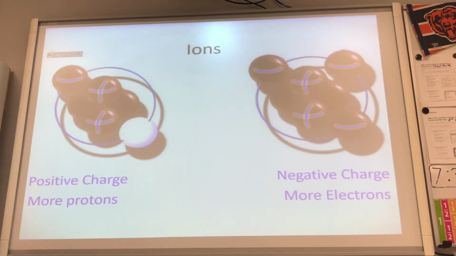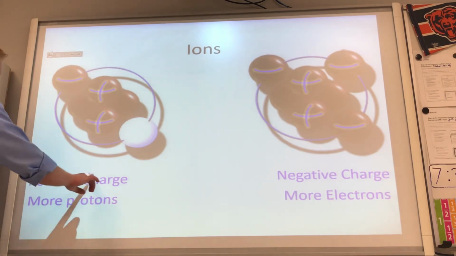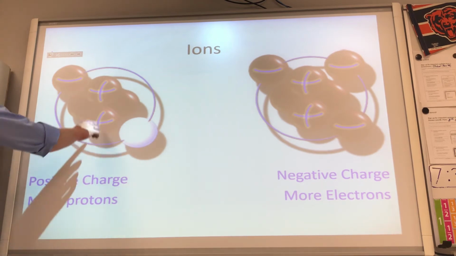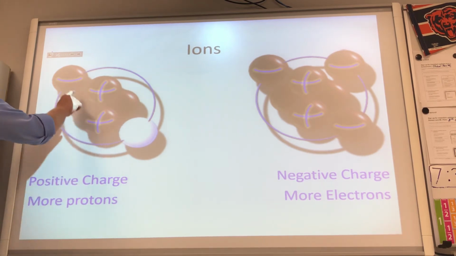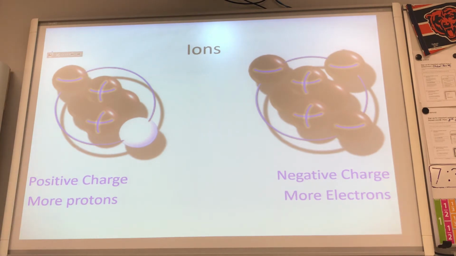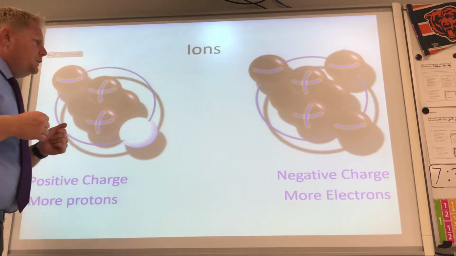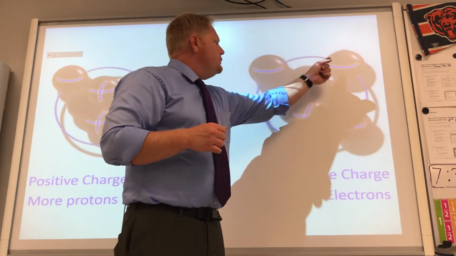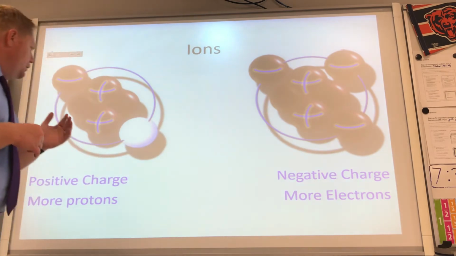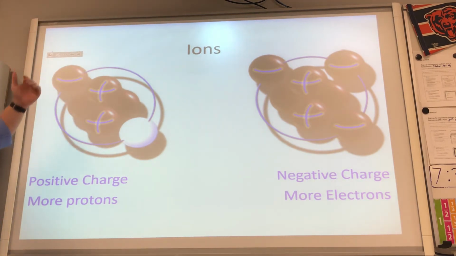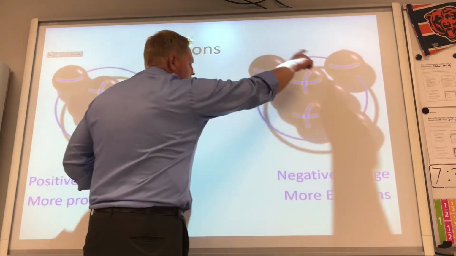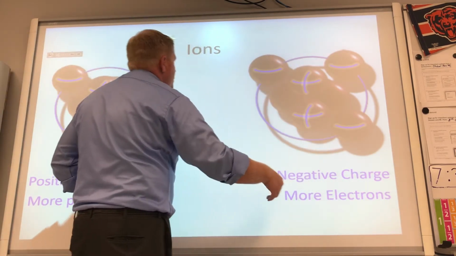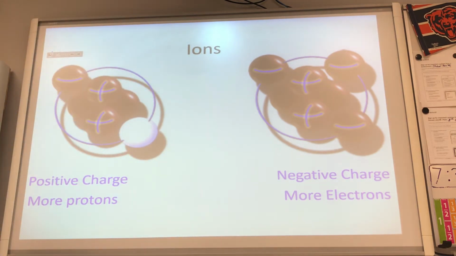Now, let's look at this. This one is a positive charge. It has more protons. Do you see how there's 2 protons? 1 electron. That means a positive charge. This one is a negative charge. 1, 2 protons, 1, 2, 3 electrons. More protons than electrons, positive ion, positive charge. More electrons than protons, negative charge, negative ion. That's a way you can remember it.